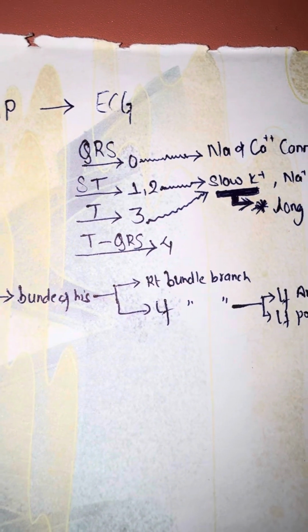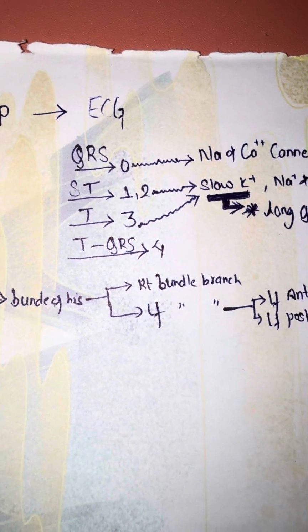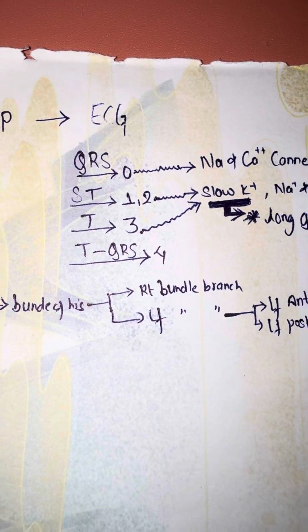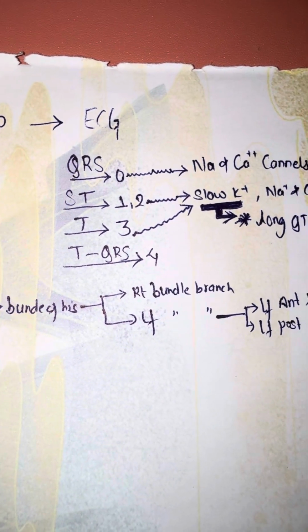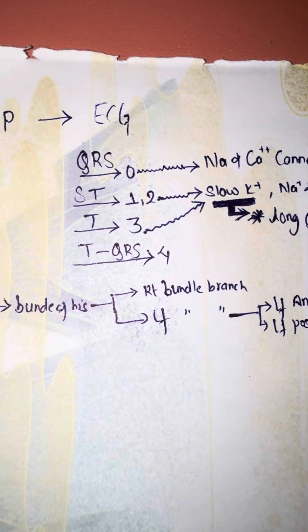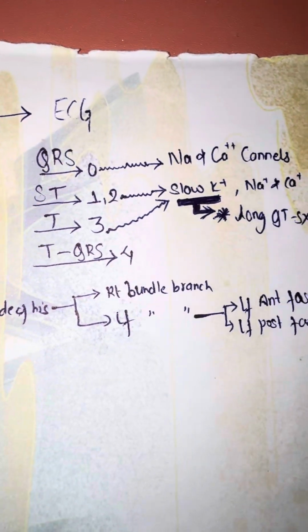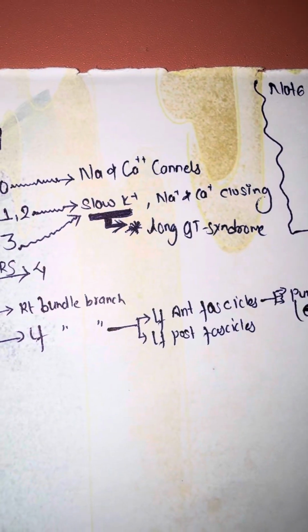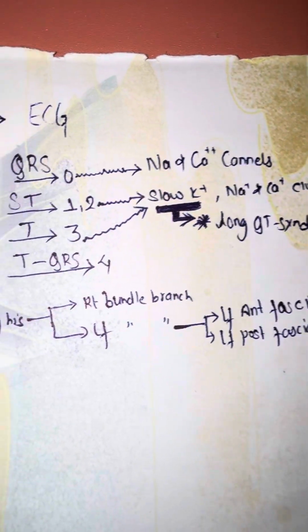And the ST segment corresponds to phase 1 and phase 2, and from the ST segment to the T wave is phase 1, 2 and 3. What happens during this phase? There are the slow potassium channels, and the sodium and calcium channels get closed, right?